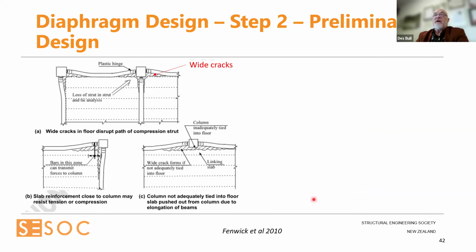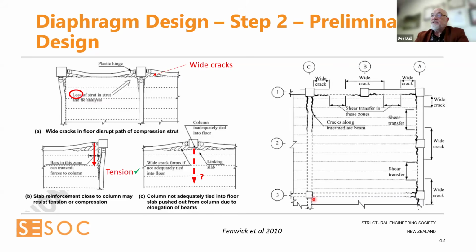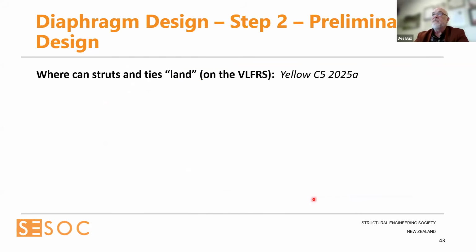What we end up with is wide cracks, and we lose the ability to put struts across the floor. Tension still is available. Tension can still go across those cracks. Now let's flag that up. The missing column tie is quite a critical feature. So it was suggested in 2010, this is what the crack patterns might look like, and you might not be able to land your struts on those cracks. It doesn't leave you with a lot of concrete.